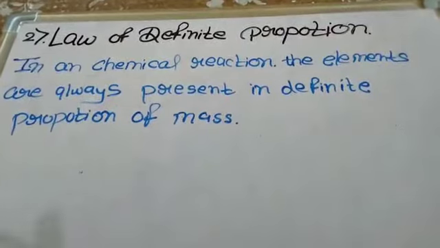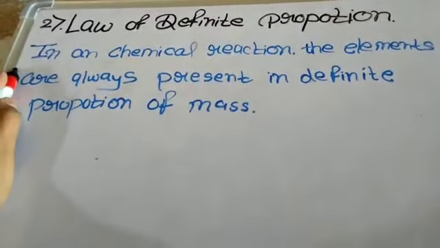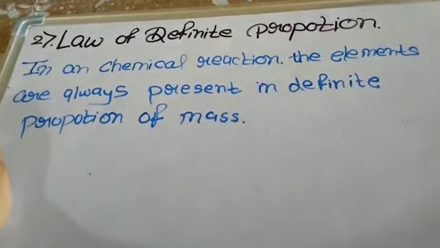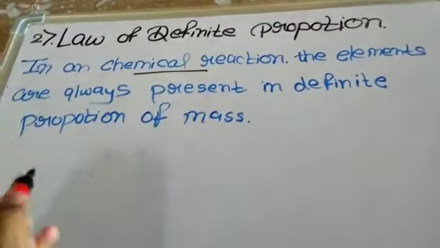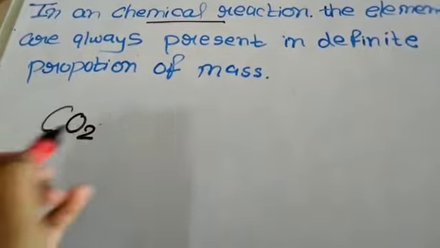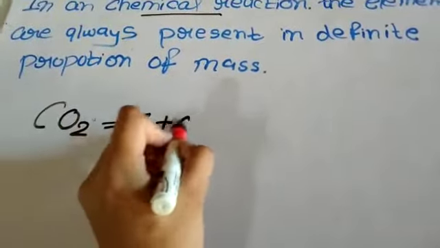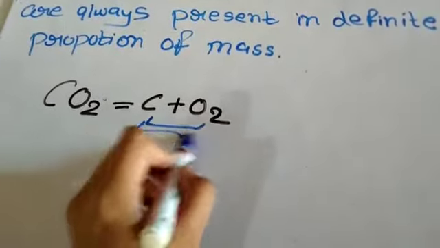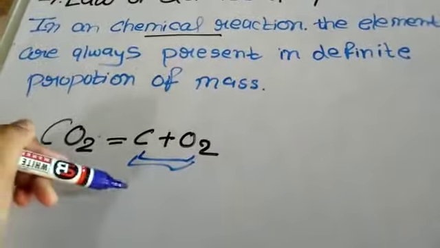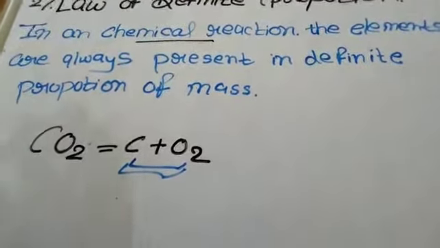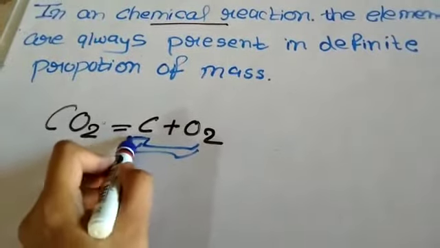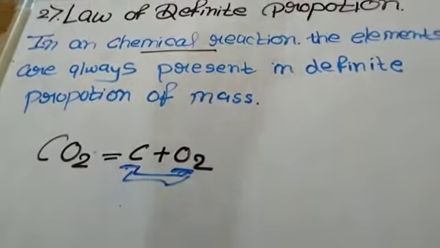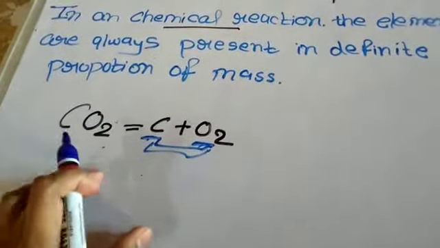The second law is the law of definite proportion. In a chemical reaction, the elements are always present in a definite proportion of mass. So first, what is a chemical reaction? It is CO2, carbon dioxide. It consists of carbon plus oxygen. This one is called a chemical reaction. In a chemical reaction, the elements, so carbon is an element and oxygen is also an element, both are present in a definite proportion of mass, in a constant proportion of mass.